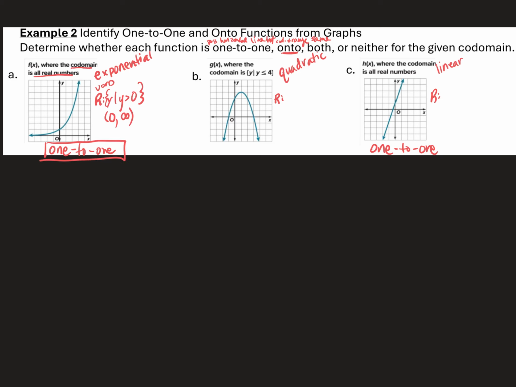Okay, so letter B was not one-to-one. What is the range? How far up or down does this graph go? Well, this graph is going forever down. How far up does it go? 1, 2, 3, 4. So it starts at 4 and goes down forever. So the range is y such that y is less than or equal to 4, or, in interval notation, from negative infinity to 4 with a bracket. And is the codomain the same as the range? Yes. So this is an onto function.